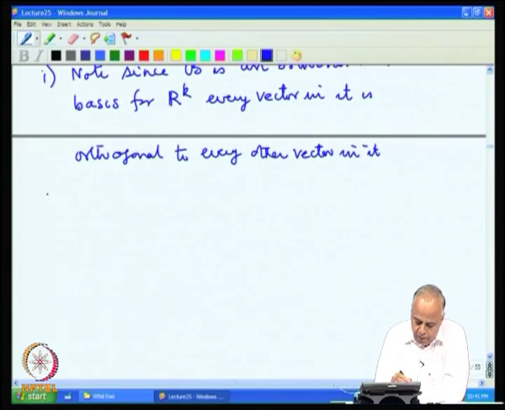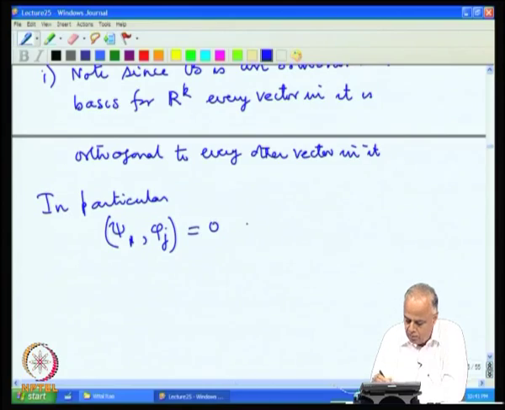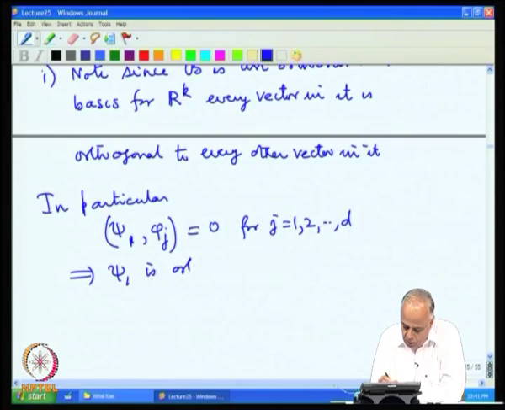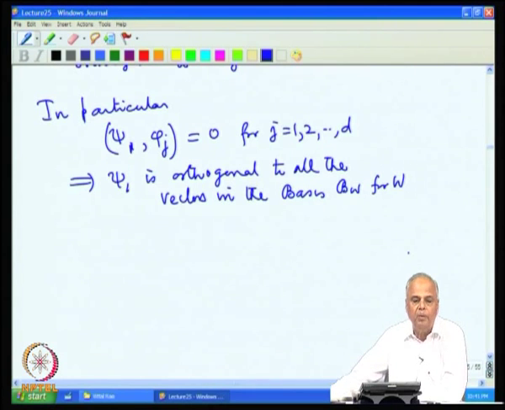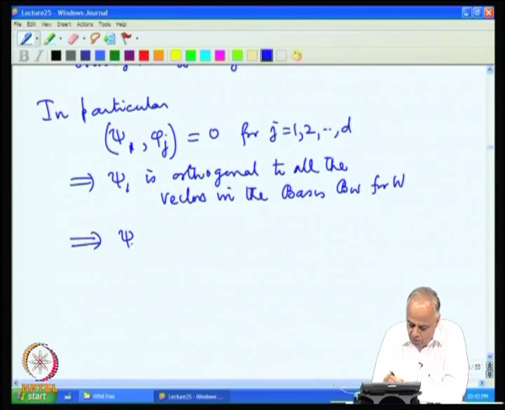And therefore, in particular, psi 1 will be orthogonal to phi j, the inner product being equal to 0 for j equal to 1 to d. So, psi 1 is orthogonal to all the vectors in the phi 1, phi 2, phi d group, but these phi 1, phi 2, phi d form a basis for W. This means psi 1 is orthogonal to all the vectors in the basis B W for W. And just a few minutes back we saw that if a vector is orthogonal to all the vectors in a basis, then it must belong to the orthogonal complement. So, that says psi 1 belongs to W perp.